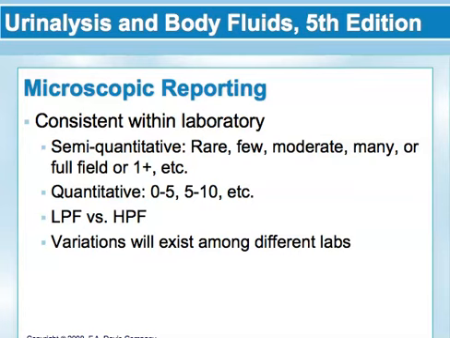Okay, reporting from the microscopic examination. Terminology and methods of reporting differ slightly among different labs. Some elements may be reported per low power field or high power field, depending on the facility. Some elements will be reported within a certain quantitative range, such as 0 to 5 or 5 to 10, and other elements are reported in semi-quantitative terms, such as 1+, 2+, etc. But the idea is that you're looking through 10 fields and getting an average, and that average is what you're reporting.